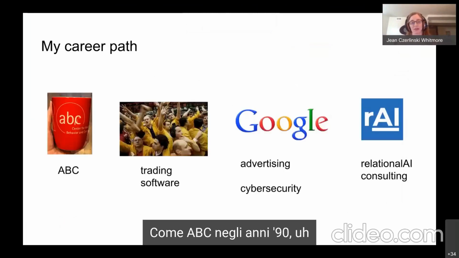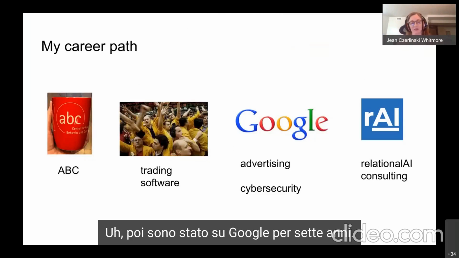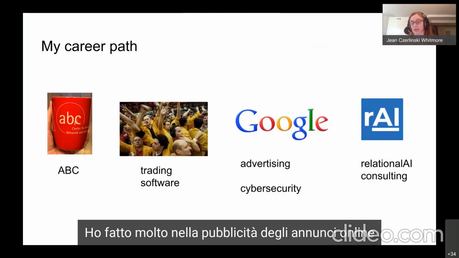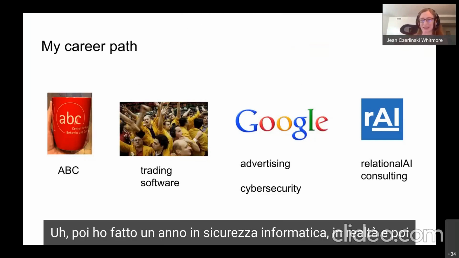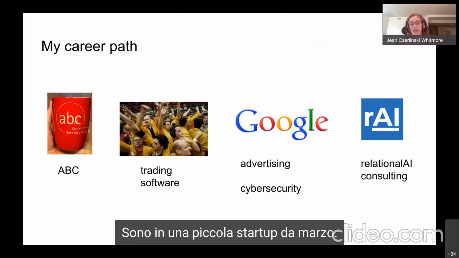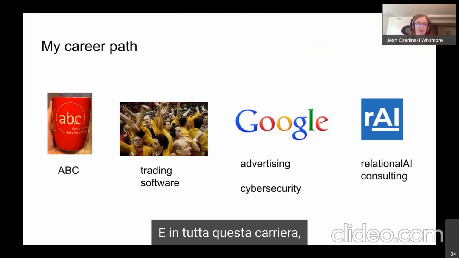So my career, roughly, for those who don't know me well, I was an ABC in the 1990s. Then I spent a decade building trading software, a lot of algorithms. Then I was at Google for 7 years. I did a lot in advertising, online ads. I've had a lot of great talks with many Germans about what they think of that, and non-Germans. Then I did a year in cybersecurity, actually. And then I decided to move on. I'm at a small startup since March, doing consulting about AI type things. So new area for me.